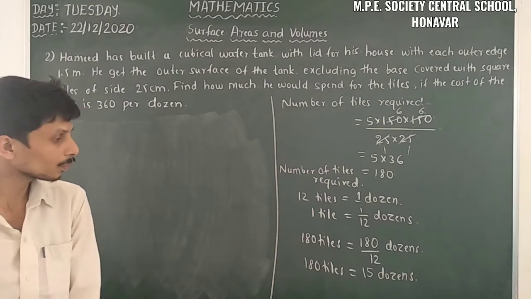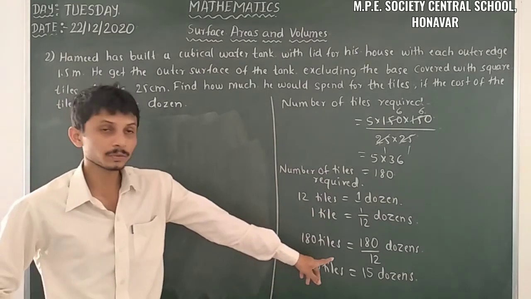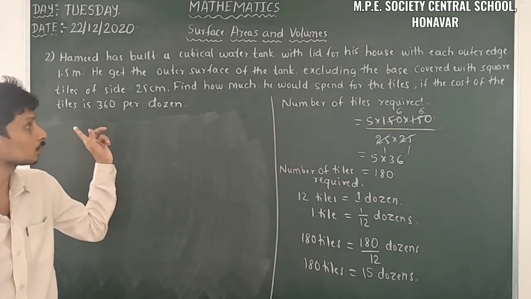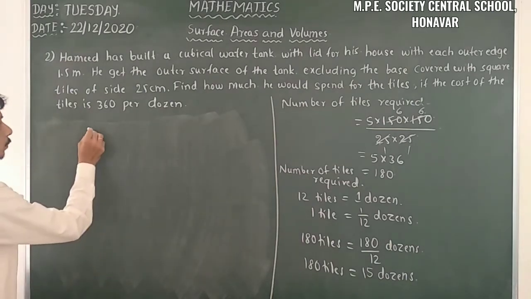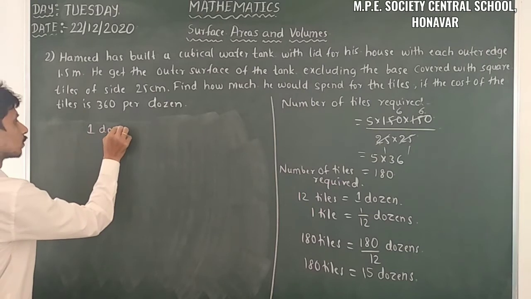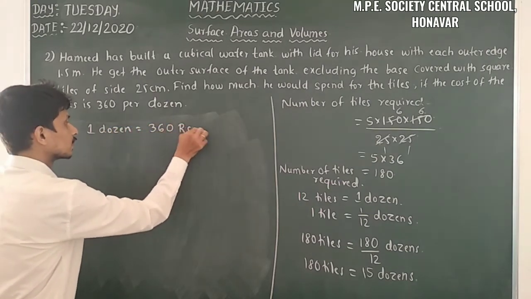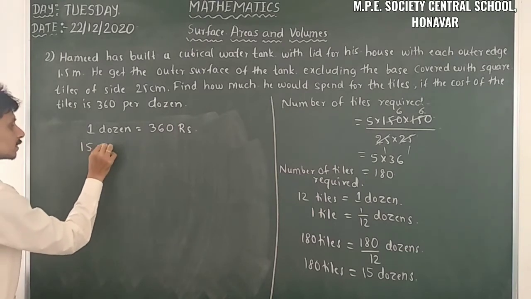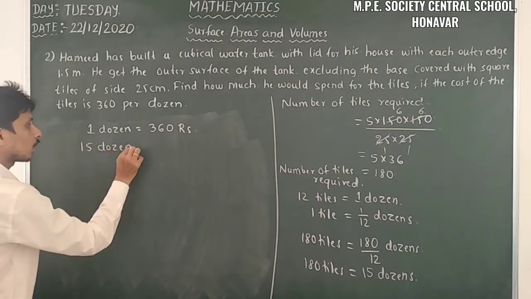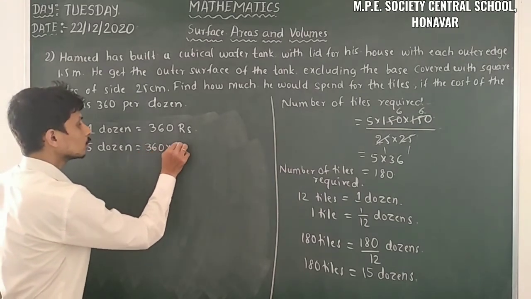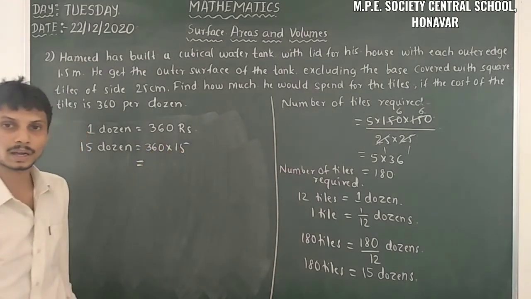Yes. So here we have 180 tiles, so 15 dozen. Here it is already given that 1 dozen is equal to 360 rupees. Then what's the cost for the 15 dozen here? So we have to find out 360 into 15.